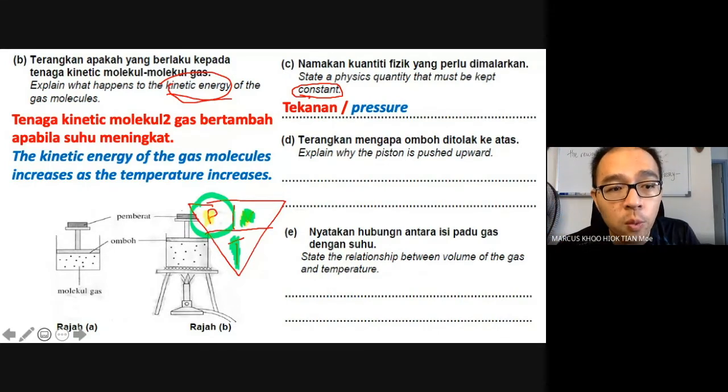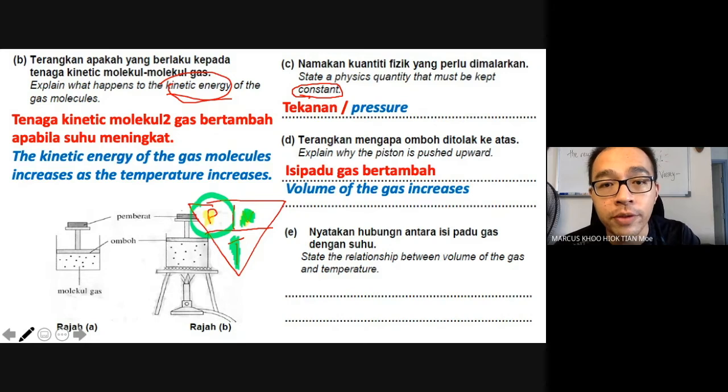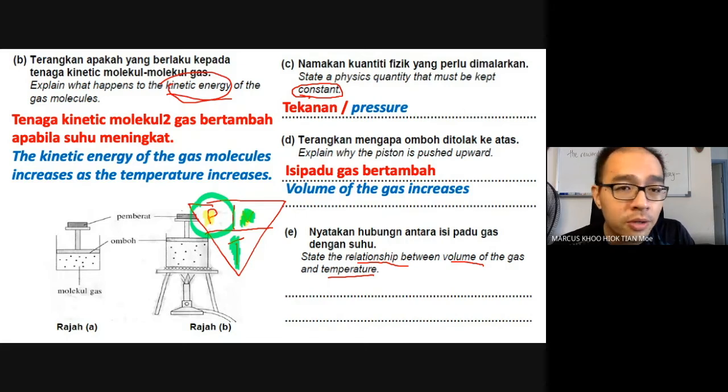So explain why the piston is pushed upward. When we explain it, it will be like this. It will be because the volume of the gas increases. Why is the piston being pushed upward? In order to have more volume of the gas. So what is the relationship between the volume and the temperature? Take a look at this. When there is no fire, this is the volume. When there is fire, then this is the volume. So what is the relationship between volume and temperature?